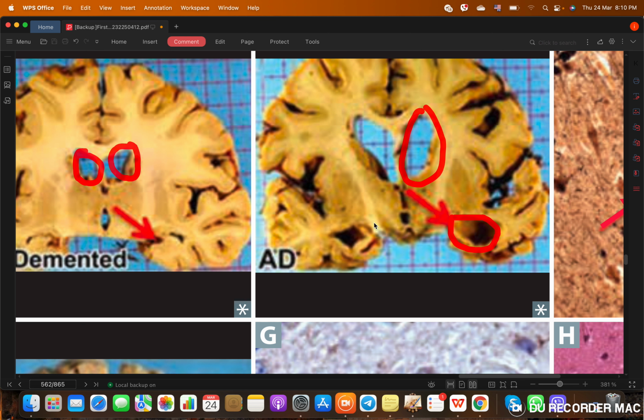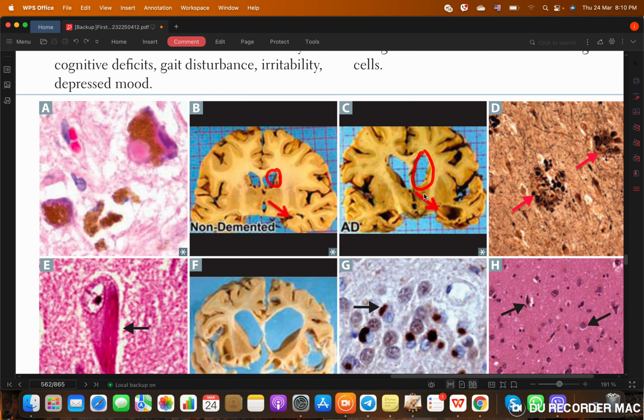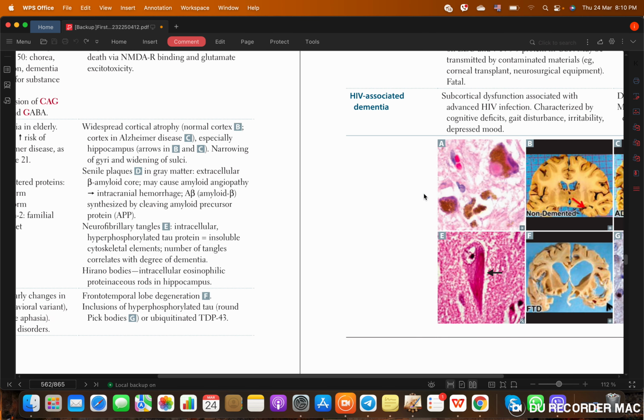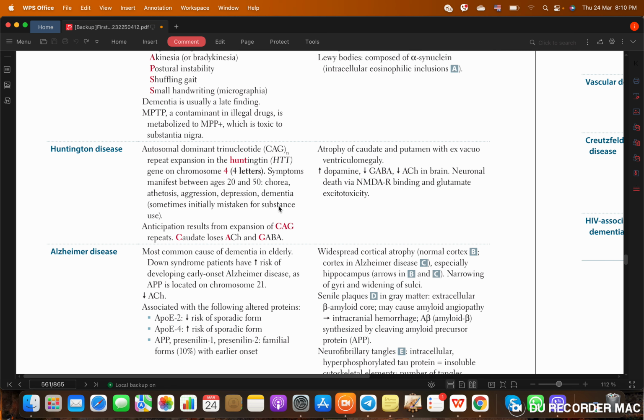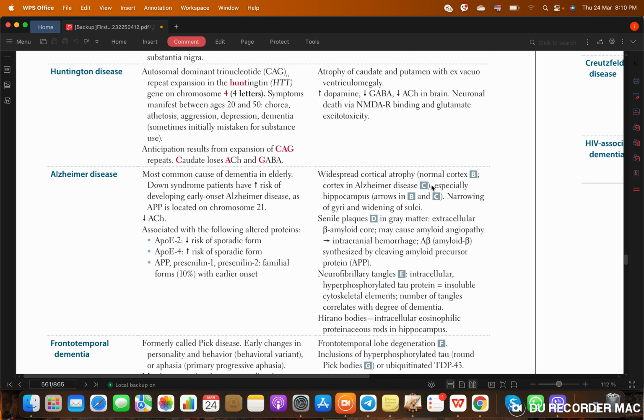Here you can see wide empty spaces. All of that because the atrophy of the brain leads the ventricles to become bigger, which, as we said, we call ex vacuo ventriculomegaly, especially in the hippocampus, as you saw in that picture.